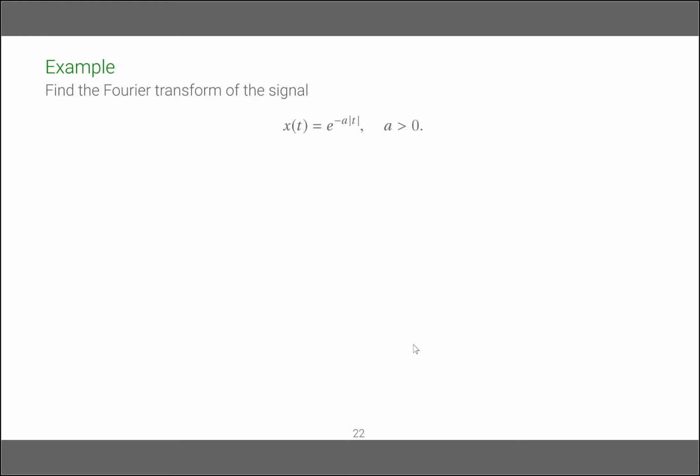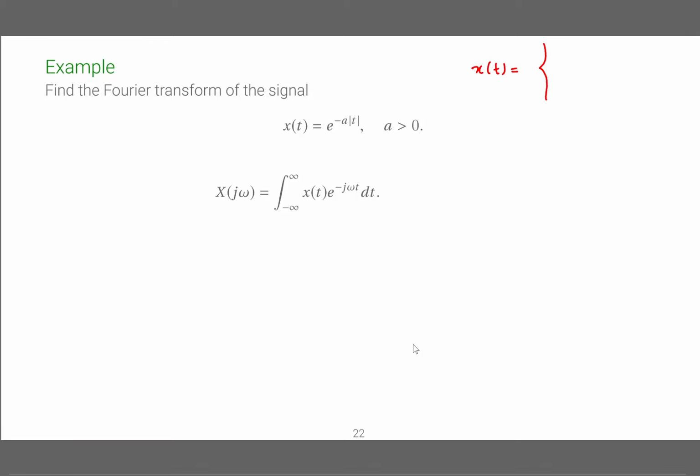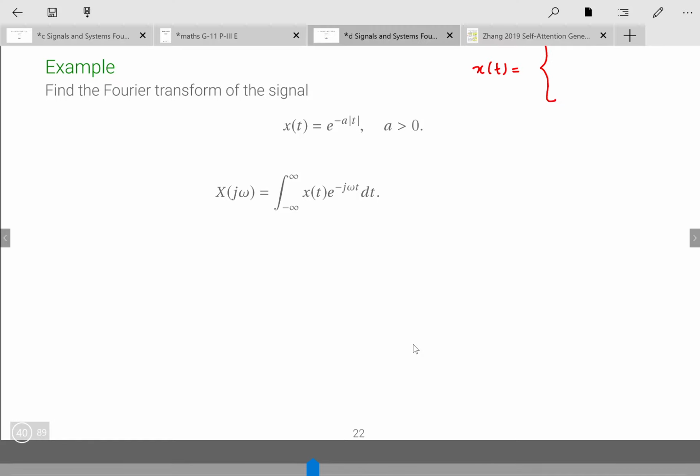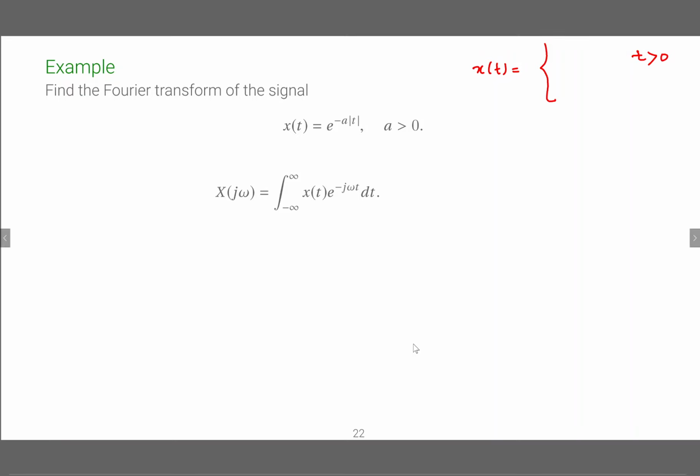So when we look at the signal, you can see that if you plot this signal, x(t) is equal to, when t is greater than 0, e to the power of minus at. When t is less than 0, it is e to the power of at, and we have been given that a is greater than 0. So therefore if you plot this, the signal would look like this.